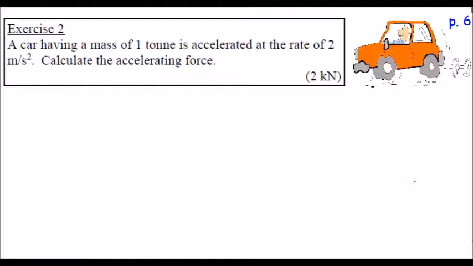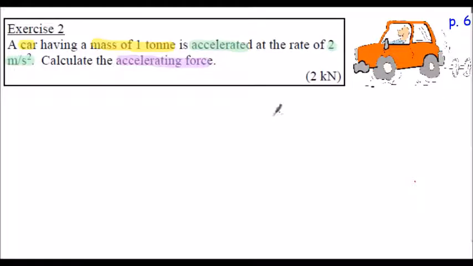In this particular question, I encourage you to take this down. We have a car and it has a mass of 1 ton, so we're going to be very careful with that information straight away. We're told it is going to be accelerated at a rate of 2 meters per second squared, and we've got to calculate the accelerating force. So we've got to find the F in this case, okay?